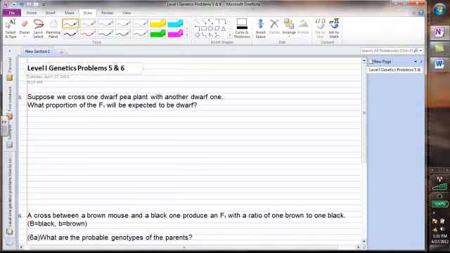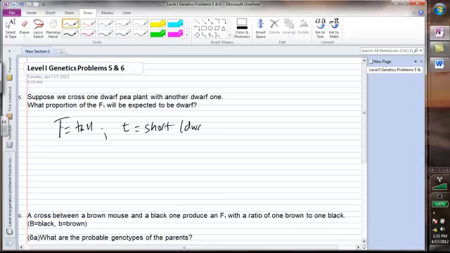we have this answer key here. We know that capital T is tall, and we know lowercase t is short or dwarf. And so if we've got one dwarf pea plant crossed with another one, what that means is we have two homozygous recessive being crossed. We can do the Punnett square.